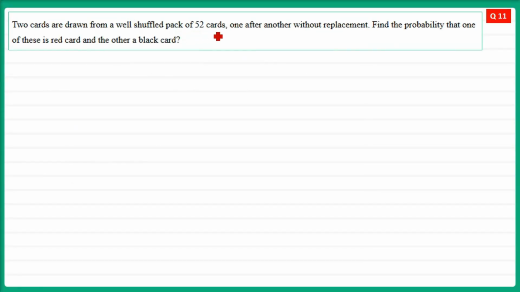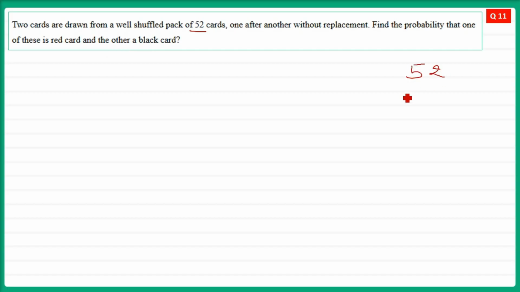2 cards are drawn from a well-shuffled pack of 52 cards, one after another without replacement. There is no replacement. One has been taken out, it has been taken out. We are not putting it back. Find the probability that one of these is a red card and the other is a black card.